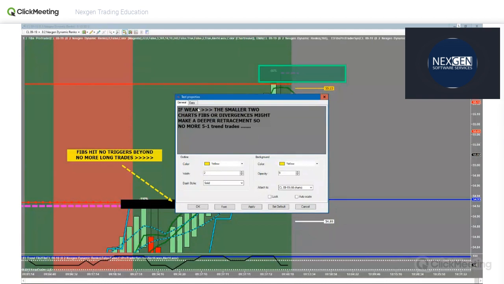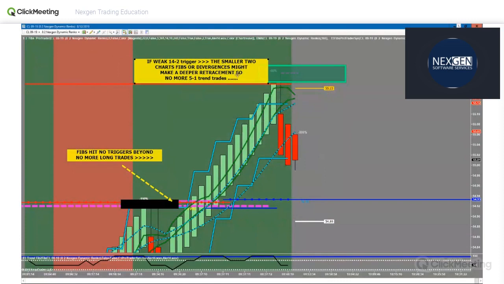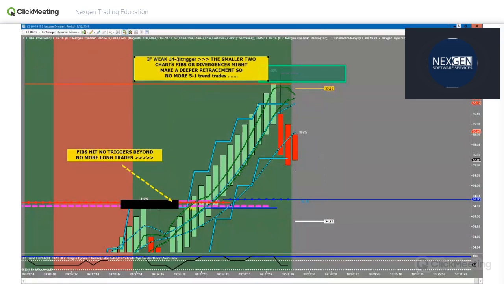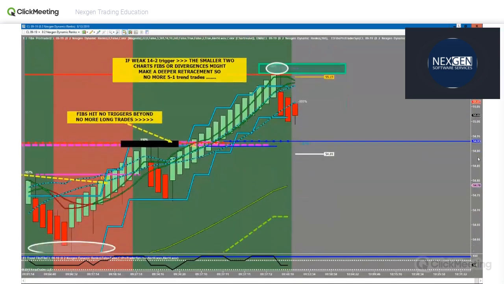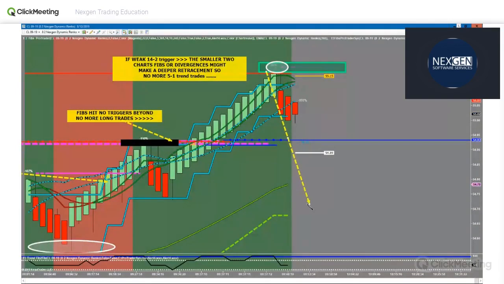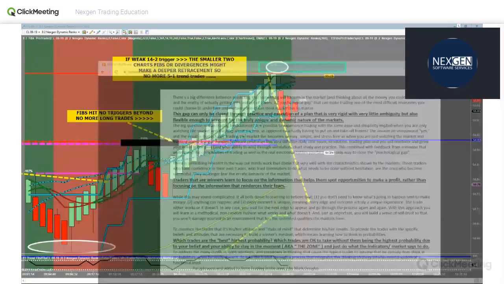Hold on, let me add to that real quick. How's that? Is that better? If the 14-2 triggers are weak, if we have divergence at fibs exactly like that, then no more 5-1 trend trades. What that means is that traditionally we're going to make a deeper, lower retracement. So again, everything is situational based on what the market is doing at that time.